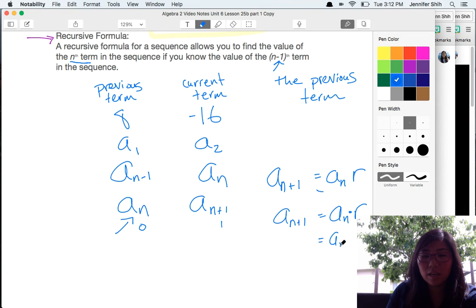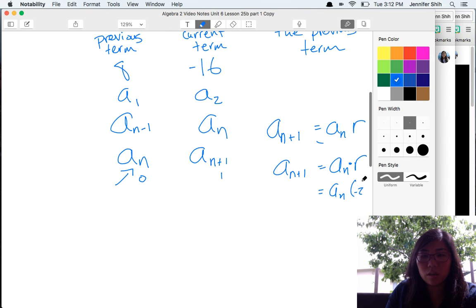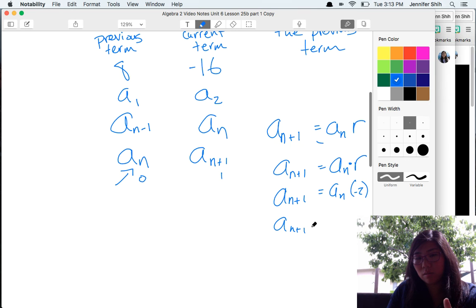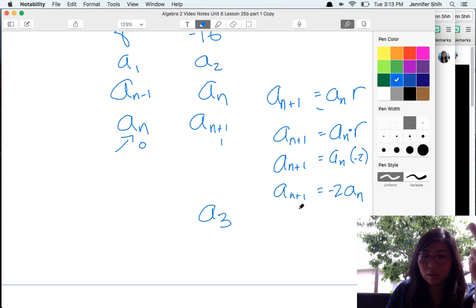In this case, in our problem above, our ratio is negative 2. And then that's going to be our recursive formula. You can also rewrite this as negative 2 times a sub n. So if I ask the output for the third term, that means if this is going to be a sub 3, then it has to be 2 plus 1. And this is going to be negative 2 times a sub 2. That's how it's going to work.